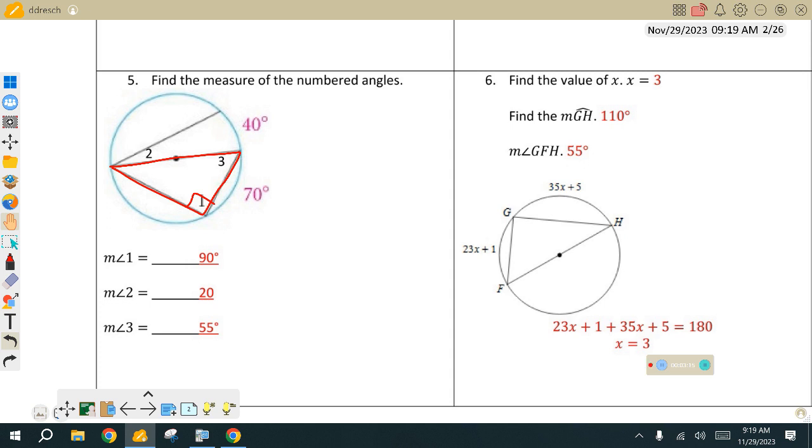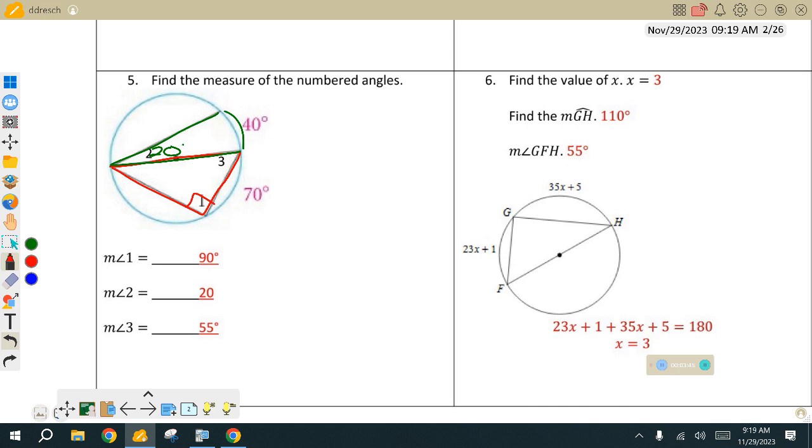There's angle 1. Angle 2 is an inscribed angle, and I like to keep tracing. When I trace out angle 2, it's inscribed, and it traces to that arc right there. It traces to 40. 40 is the arc, therefore angle 2 is half of it. So half of 40 is 20.